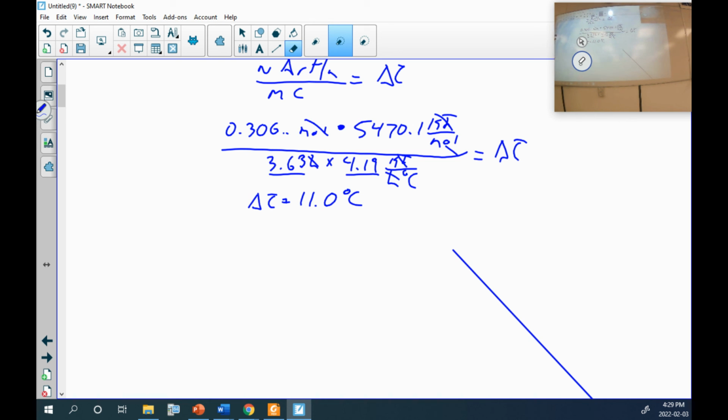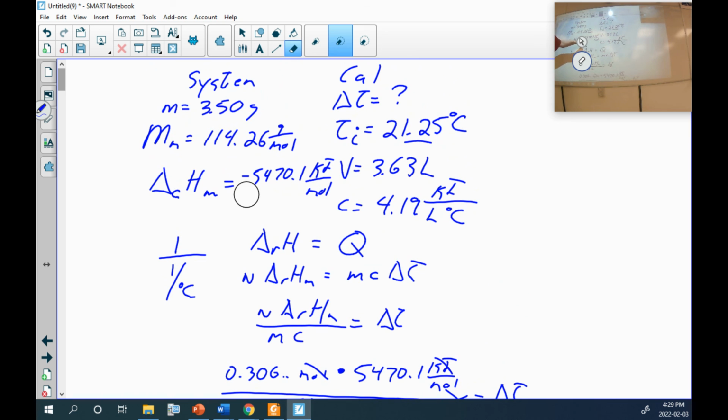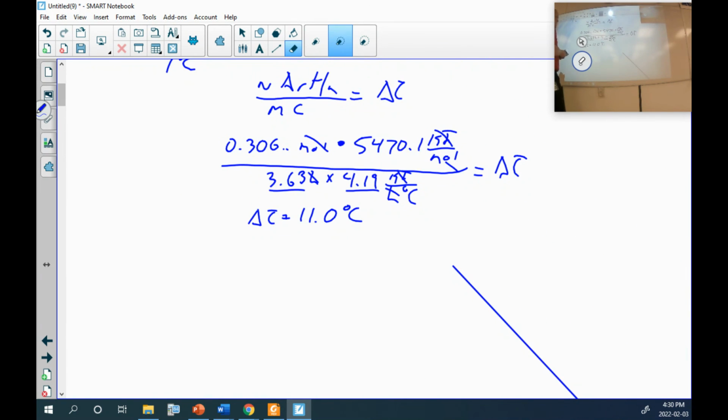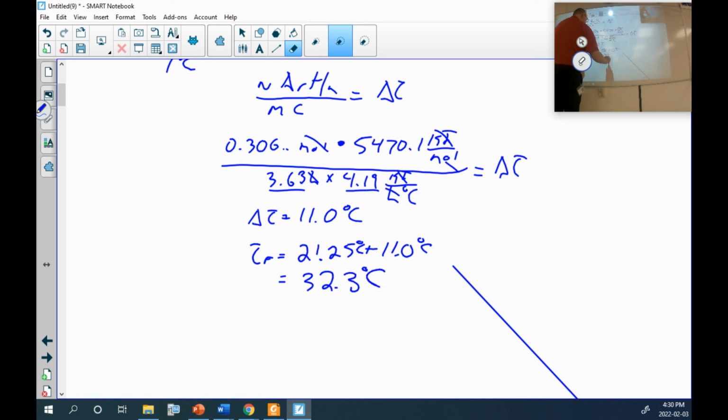The negative sign here tells me that this is an exothermic reaction. So an exothermic reaction is going to release heat to the environment, and your environment will get warmer. So your final temperature will be the initial, which was 21.25, plus your 11. So we have 32.3 degrees Celsius due to our rules of adding significant digits.